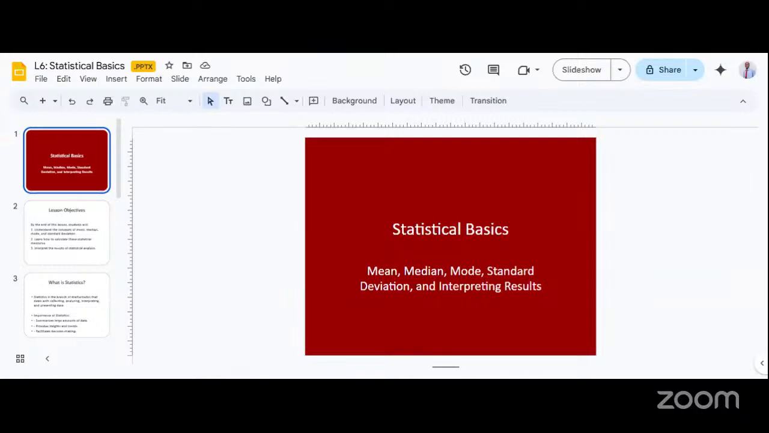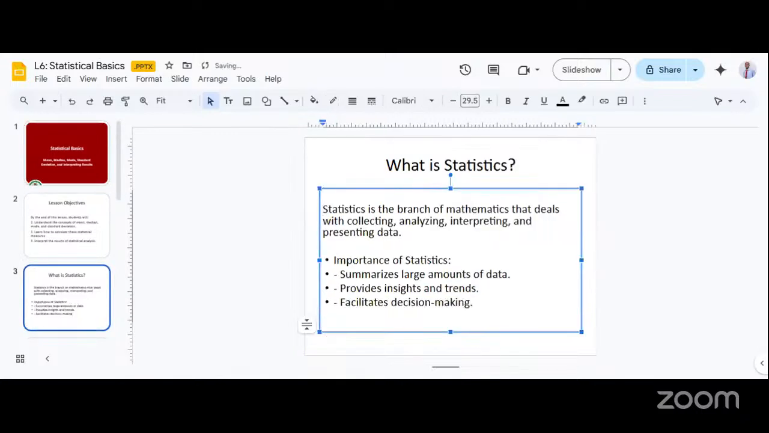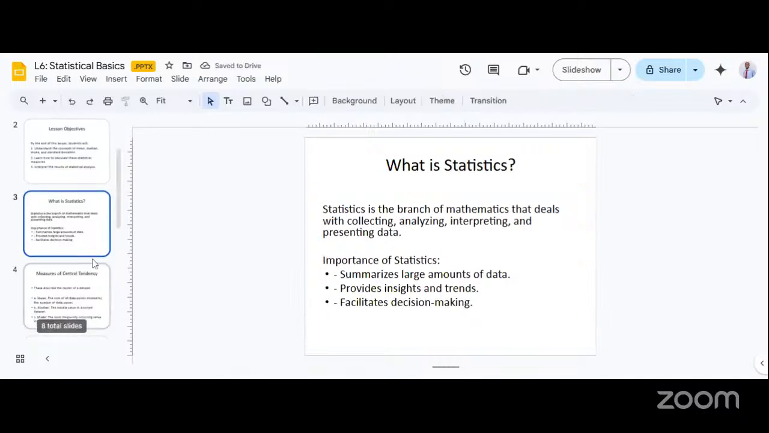So we'll get to learn about things like mean, median, mode, standard deviation, and also how to interpret these statistical computations into meaningful data, right? Meaningful data that is understandable by everybody. It's understandable by the most audience that you might want to interpret it to.